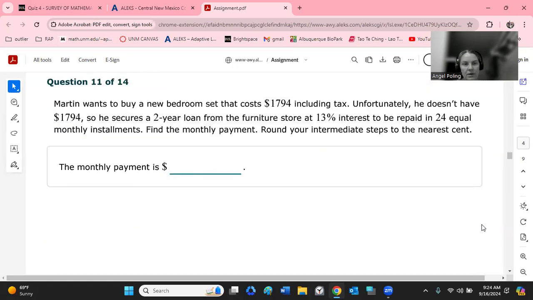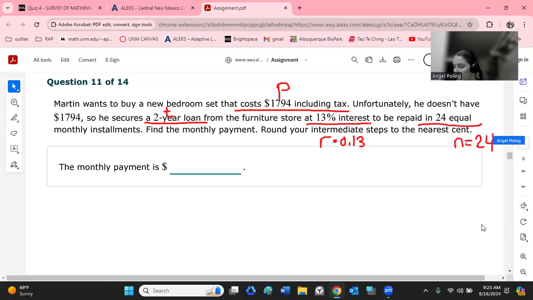For number 11, Martin wants to buy a new bedroom set that costs $1,794, including tax. Fortunately, he doesn't have the money, so he's going to borrow it. So he secures a 2-year loan from a furniture store at 13% interest, which is an interest rate, 0.13, to be repaid in 24 equal monthly installments.